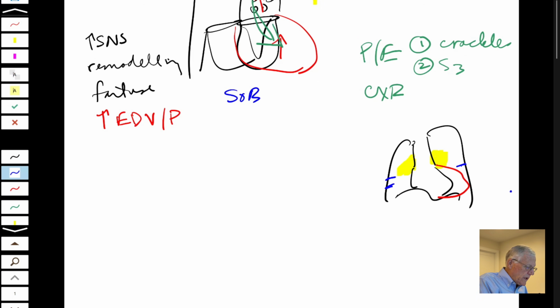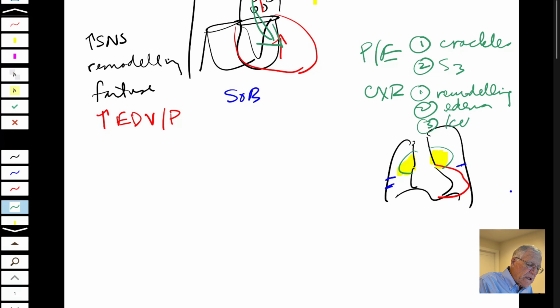So when I say chest x-ray, you're going to look for one, cardiomegaly as evidence of remodeling. We can see the congestion here in the perihilar regions and increased vascular spacing. So that's going to be evidence of pulmonary edema. And then we can see our curly B lines as it goes up the tree.